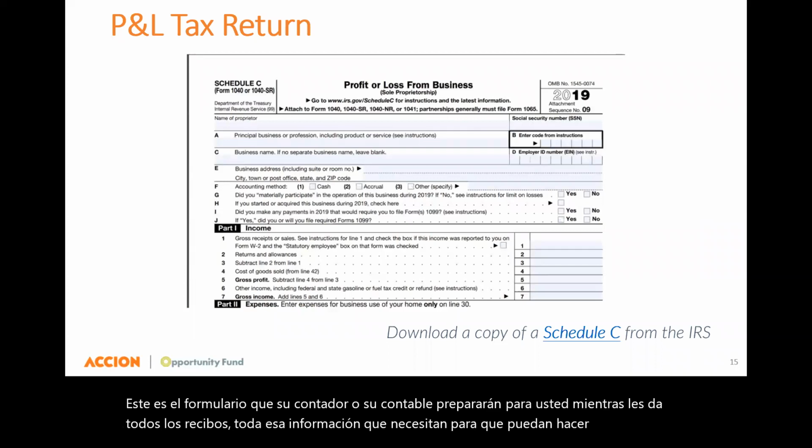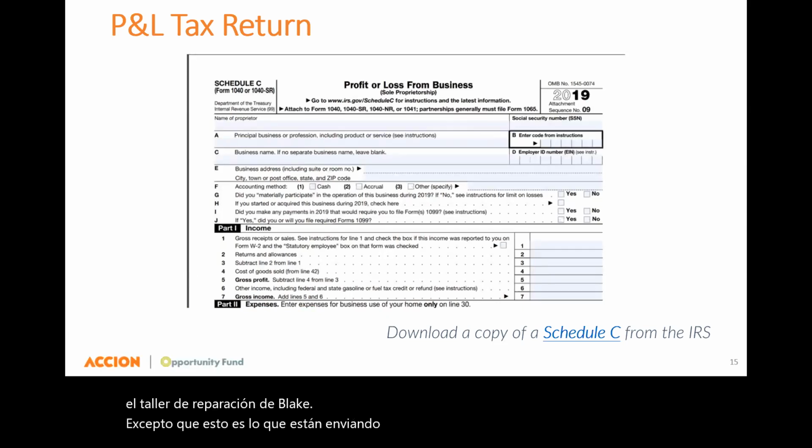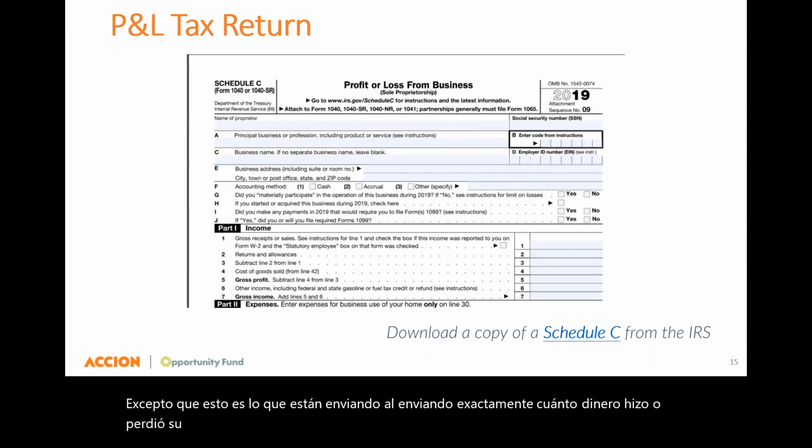So what this does is they're compiling this profit and loss, just as we saw in Blake's Repair Shop, except this is what they're sending to the IRS, sending exactly how much money your business made or lost, and how much money you have to pay to the IRS as far as federal taxes, right? So this is the exact same thing.